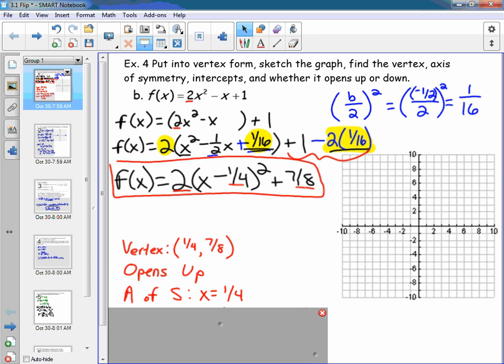The axis of symmetry, remember, that's always x equals whatever the x-coordinate of the vertex is. So we have a vertex of 1/4. You can see that's x equals 1/4. That will be the line that divides the parabola in half.